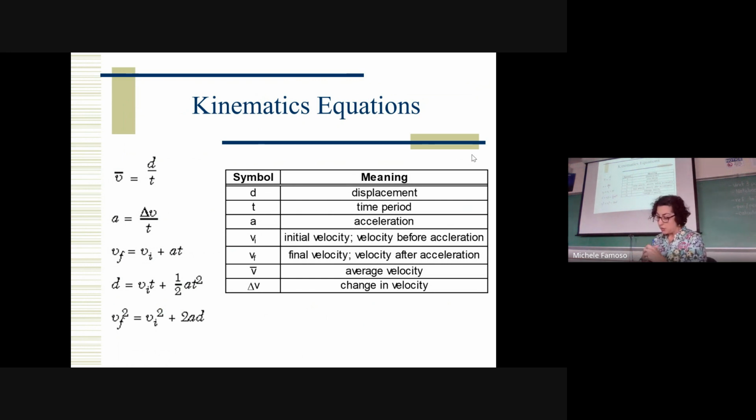V bar, we talked about this one yesterday. Check that off if you have not. V bar represents the average velocity of the object during that acceleration time period, measured in meters per second. And delta V stands for the change in the velocity, which is determined by taking the final velocity and subtracting the initial velocity. All right? All that good?